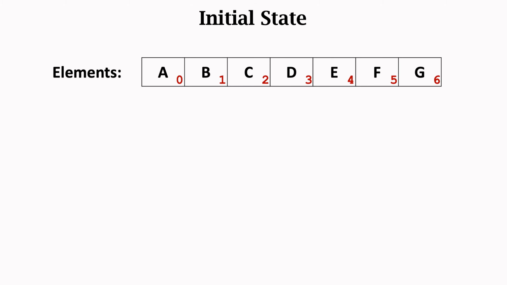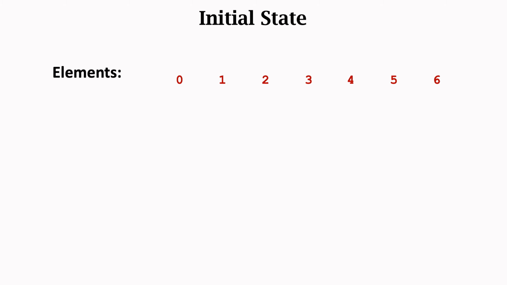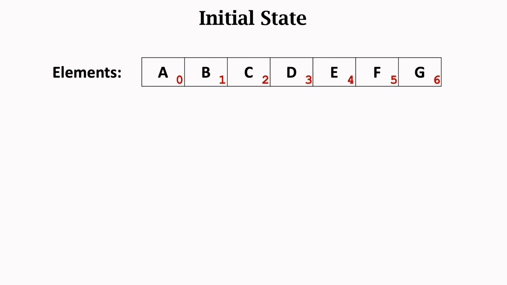I use this example to demonstrate the modern version of Fisher-Yates. The input is such an array. It contains 7 elements, A to G. Our goal is to randomly permute this array. The red numbers are the indices. We count from 0.